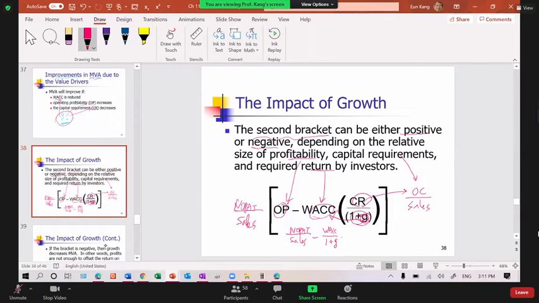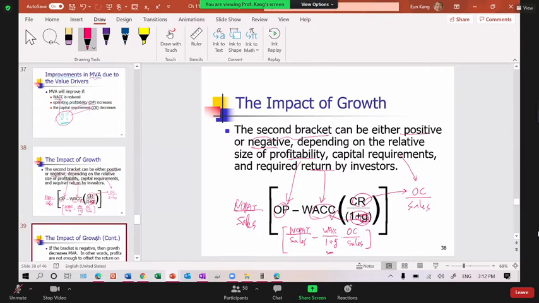And capital requirement is actually operating capital over sales like this, right? Same, I didn't do anything, just rewrote. Then here, you see NOPAT over sales minus capital requirement times WACC over 1 plus G. And again, this G affects everything. So it's not clear actually. So like this.